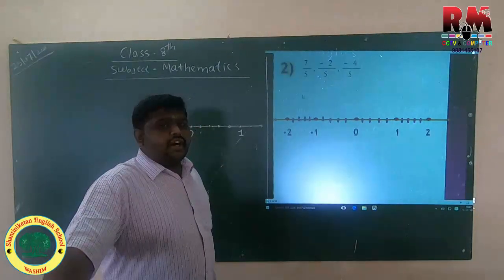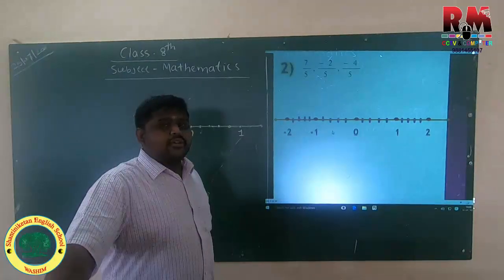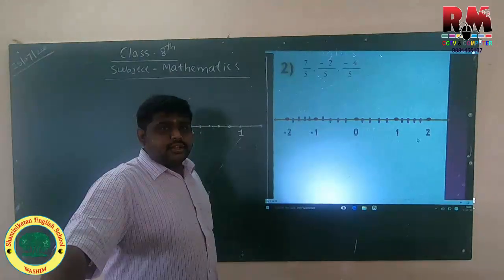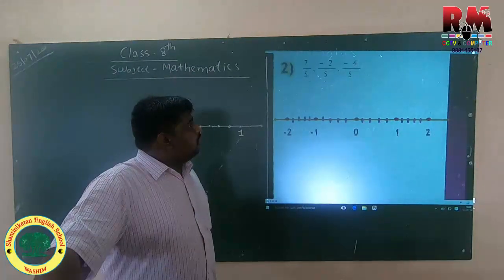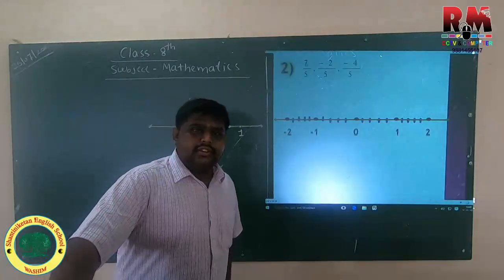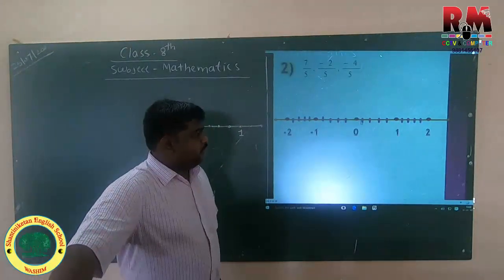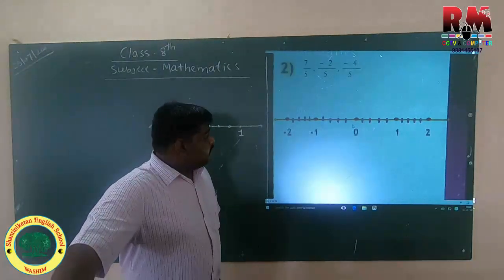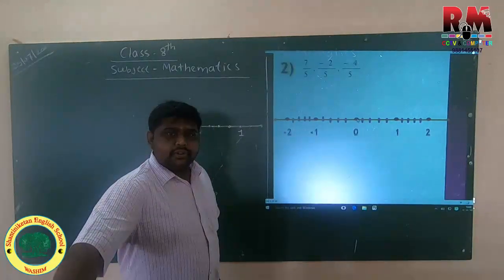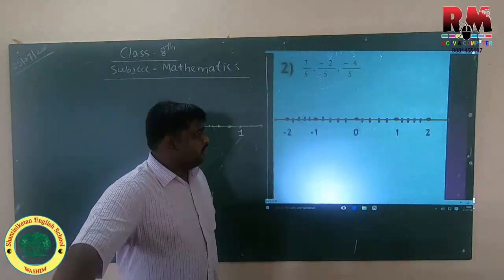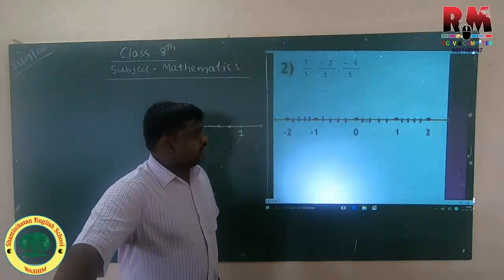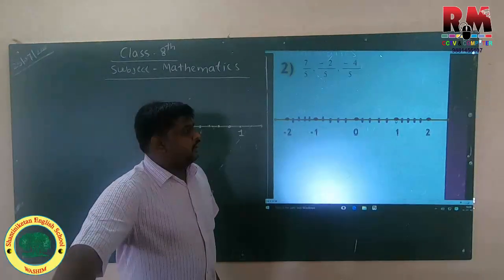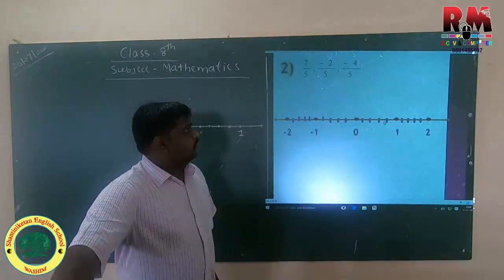Now where is 7 by 5? We know 7 by 5 is a positive number. Therefore, it lies on the right side of the 0. The 7th dot on the right side of the 0: 1, 2, 3, 4, 5, 6, 7.